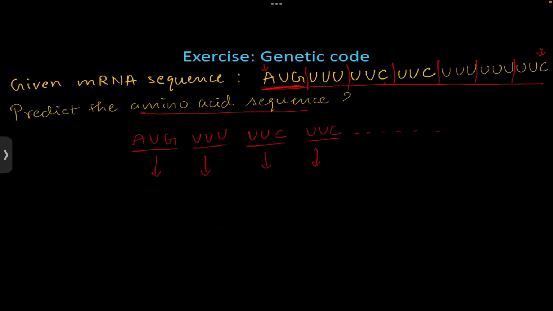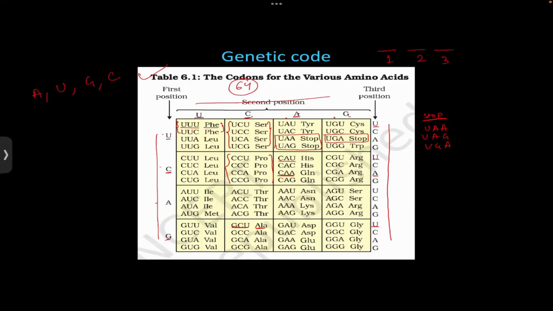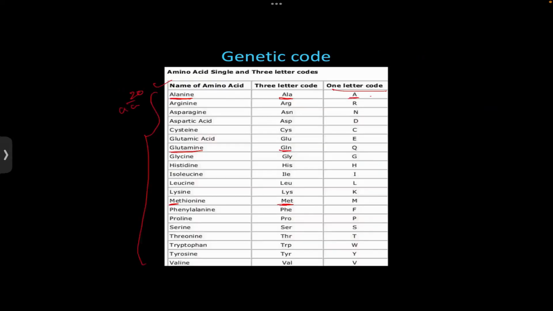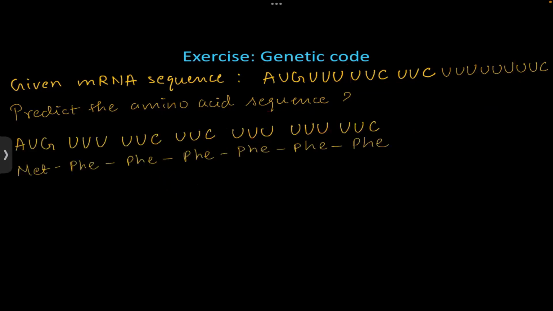So here AUG, we know it codes for the amino acid methionine. Triple U, or UUU, codes for phenylalanine. Phenylalanine is also coded by another codon, that is UUC, right? So this is phenylalanine, UUC is again phenylalanine, PHE. Similarly, we can do this for the entire mRNA sequence, and we'll find the sequence of amino acids that is asked in this particular question. Okay, try to do it yourself.